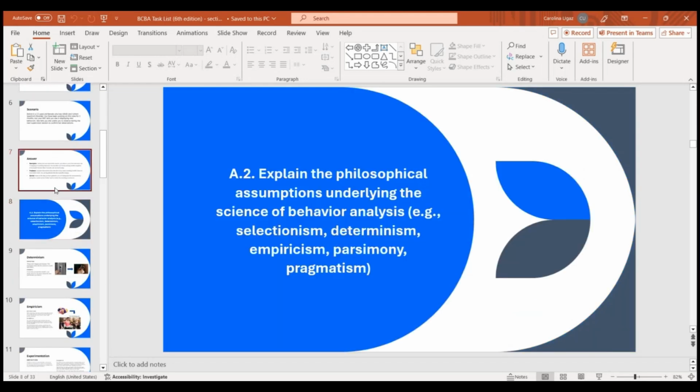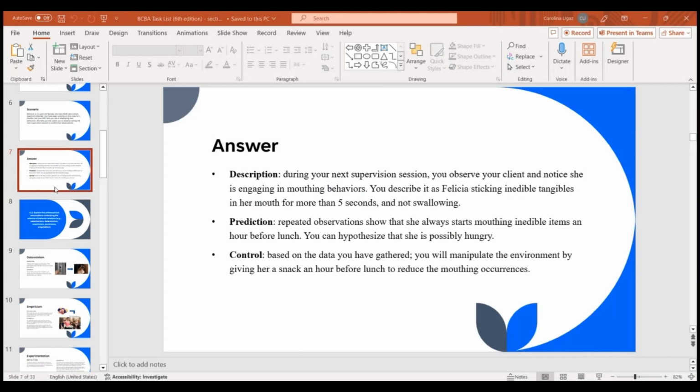So, go back to it, please. You have here repeated observations show. So during these observations, would you gather any data to come up with your hypothesis? What are possible ways that you would take data to come up with this hypothesis? Are you asking me if I would take data during the prediction or description? During prediction, you say repeated observations show that she always starts mouthing inedible items. So how would you take data during this time? For this, I would take ABC data so I can see what happens before and after the behavior. Okay, ABC data, very good.